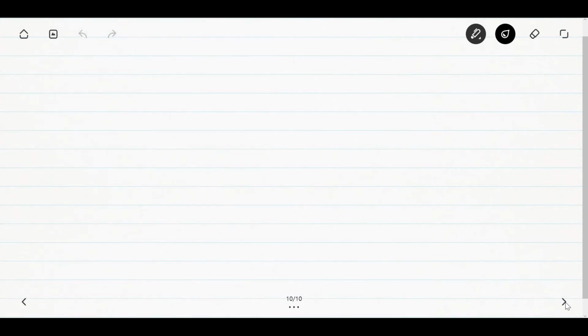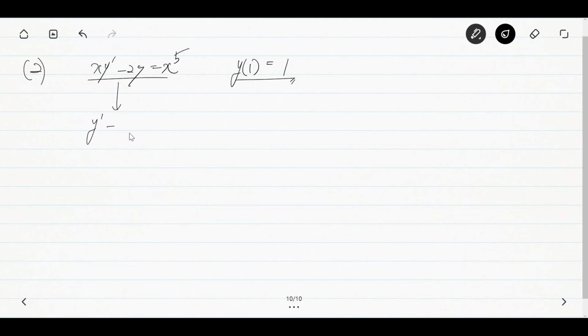Let's solve one more equation. One more practice. So this time we're going to solve this. Let's give an initial value this time: y equals 1 when x equals 1. Now, this isn't the form we're used to. So we're going to change this into the form we are used to, where the coefficient of y prime is 1. So divide both sides by x. So we will get this.